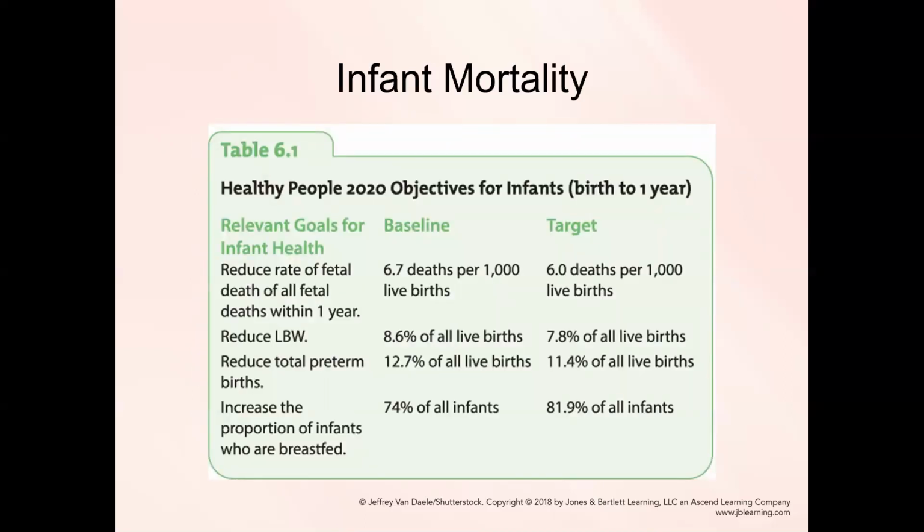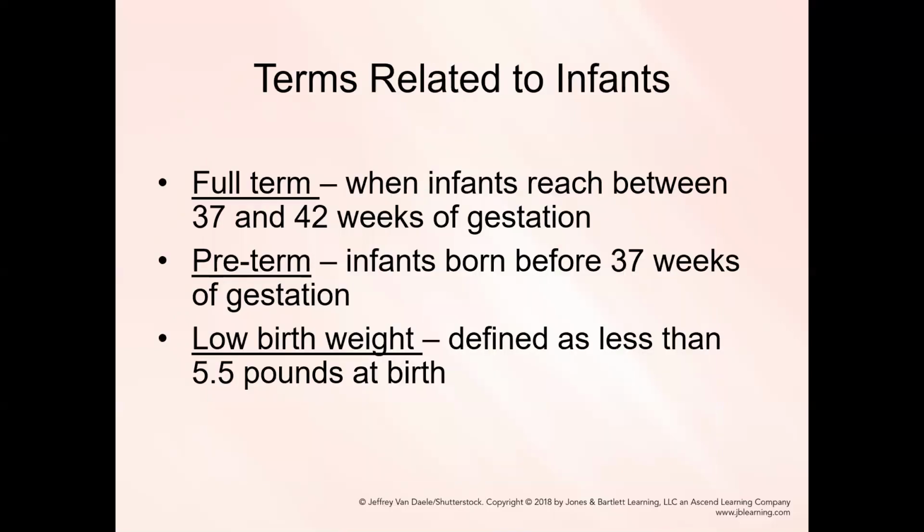So because we have such poor infant mortality rates in our country, it is one objective for Healthy People 2020. And so you see on here that Healthy People 2020 is trying to specifically address some of those issues that we see. So reducing preterm births, reducing low birth weight, reducing fetal death. And then the other thing that we've already talked about is that initiative to breastfeed, which we know is associated with lower death rates in the first year of life.